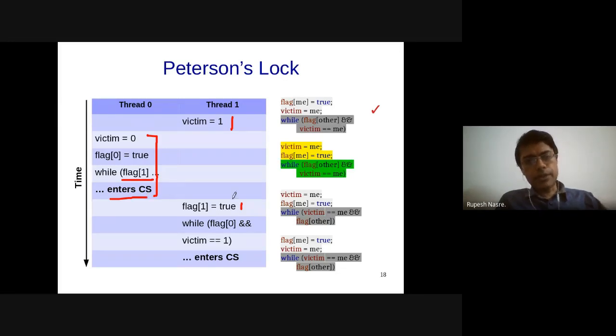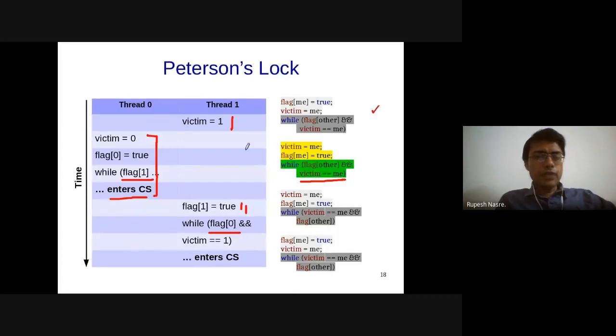Once that has happened, thread 1 sets the flag to true. Then it checks if flag of the other thread, which is thread 0, is 1 or not. It is true because thread 0 is executing the critical section. So it has set its flag to 1, mentioning that it is interested in entering the critical section. And after that, it checks whether victim is equal to 1. That is, victim equals me.